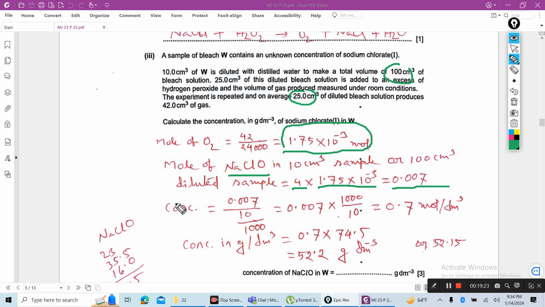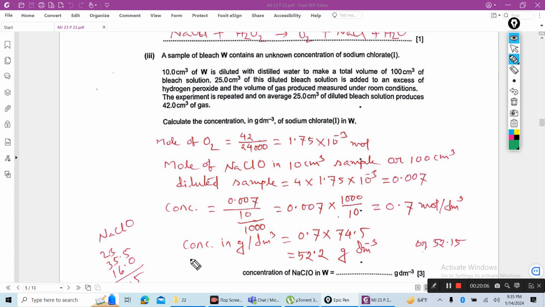Now concentration. Number of moles equals concentration times volume. So concentration equals number of moles divided by volume. So concentration equals 0.007 divided by volume, 10 divided by 1000. 10 is in cm cube, so it needs to be converted to dm cube. That's why 10 divided by 1000. So you get 0.7 mole per dm cube.